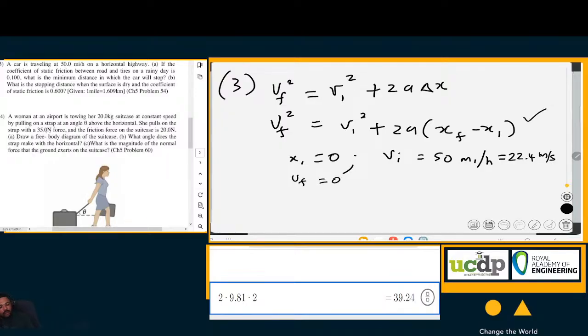Now, this is the formula. If we plug in all of these answers and rearrange them to get the final distance, we have V initial squared over 2 times what? The static coefficient of friction times the gravitational acceleration. Now I'm going to explain why that is the case.